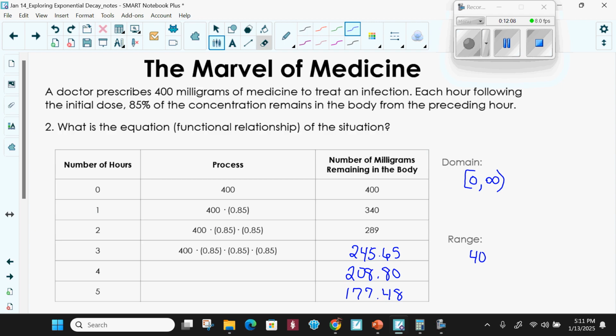Whoops, nope, sorry, that's the largest number because we're decreasing this time. So in this case, it's not going to negative infinity, but it's going to go somewhere close to 0. Okay, and then we had the largest number was 400. Because we're decreasing, our starting value is actually the end number of our range because it's the largest value.